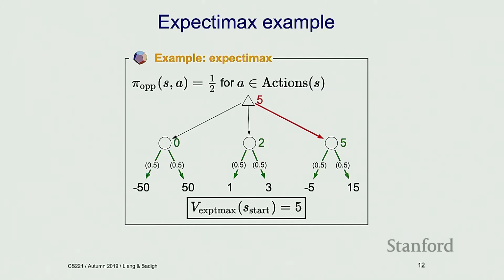And then we're calling this the value of Expectimax policy, and the value of Expectimax policy from the start state is equal to 5, right? Because that's the value that I think I'm going to get. Question back there.